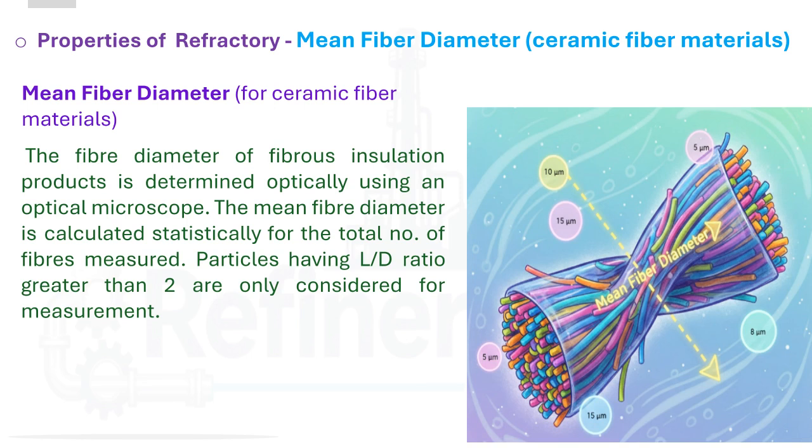When ordering ceramic fiber products, you will see the mean fiber diameter specified in micrometers. For modern high-performance fibers, this typically ranges from 3 to 6 micrometers. In short, mean fiber diameter is not just a number on a specification sheet. It is a property that determines how well ceramic fiber insulation will perform in real refinery conditions.